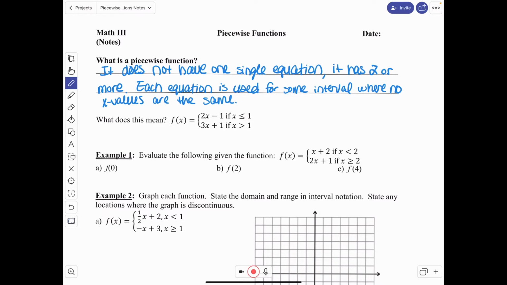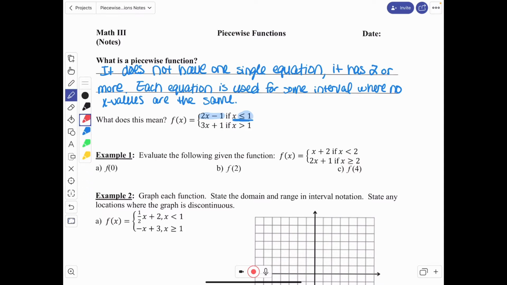Like for example, on this particular example right here, that means you would just graph 2x minus 1 for only the x values that are less than 1. You would not plug in 1 itself. You would do 0, because 0 is less than 1. You would do 2 times 0 minus 1. You would do negative 1, 2 times negative 1 minus 1. You would do negative 2, and so on. So you would only do values that are less than 1.